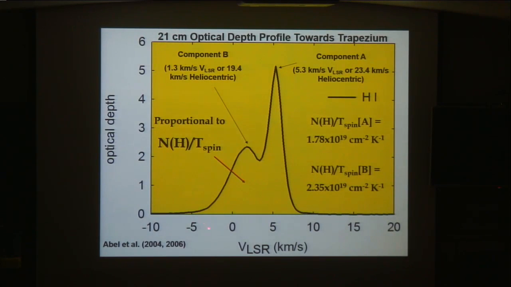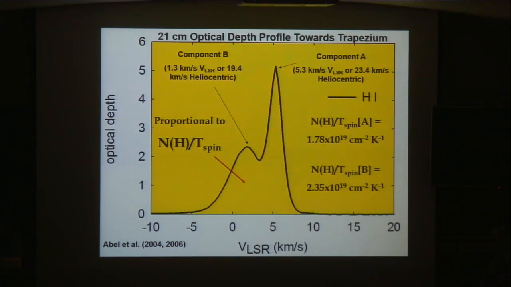So when we fit profiles to this, now notice, while this looks like it's going that way, so you might think of that as emission, this is an optical depth profile, so the higher up, the more absorption you have. Then we can integrate those profiles and get an equation for each component relating the spin temperature and the H1 column density for each one of those components.